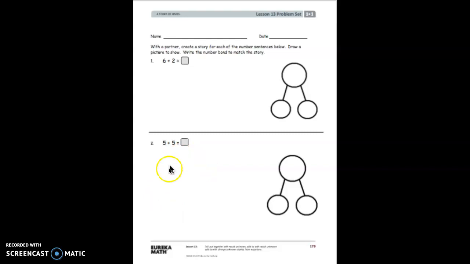You're going to do the same thing for number 2, 5 plus 5. Draw a picture to show 5 plus 5, fill in your number bond, and complete your number sentence.